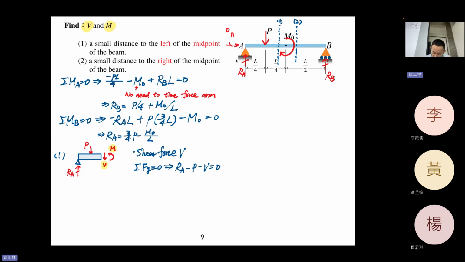Then we have V equal to RA minus P, which equals P divided by 4 minus M0 divided by L. So this is the V value. And if we want to draw a shear force diagram, we will just draw this point at this value.